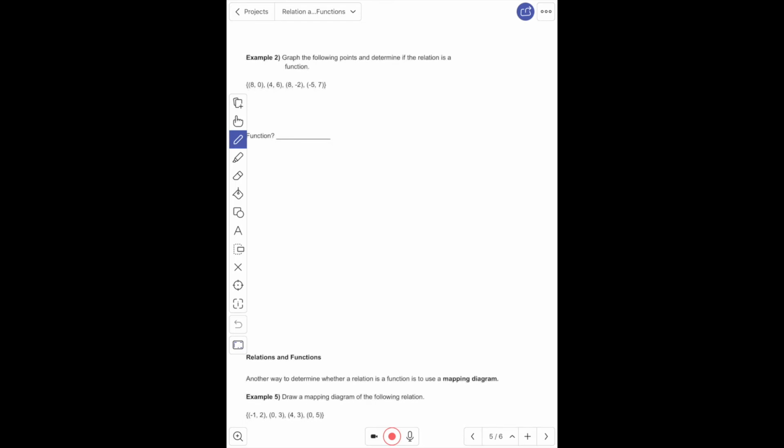All right, so let's look at a few more situations here. It says graph the following points and determine if the relation is a function. And honestly, we don't have to graph these. We can just look at the situation here. So remember, in order to be a function, no repeating x values. So I have 8, 4, 8, and -5. So I have repeating x values here. I have an 8 and an 8. So this is not a function, and it's not a function because I have repeating 8 values.